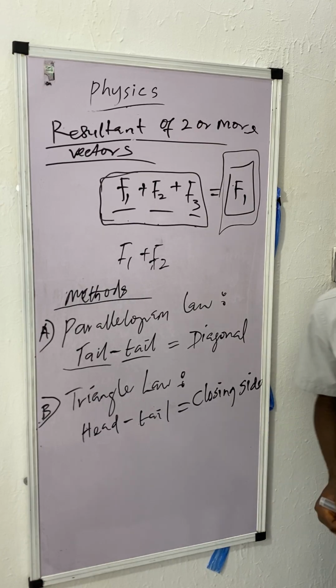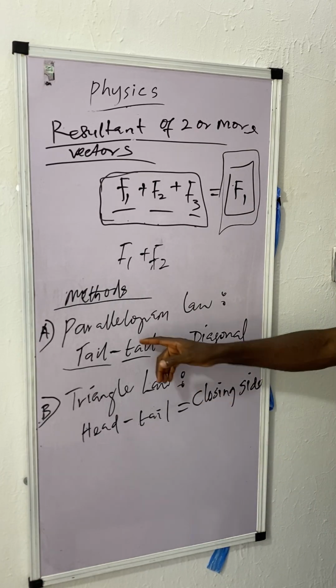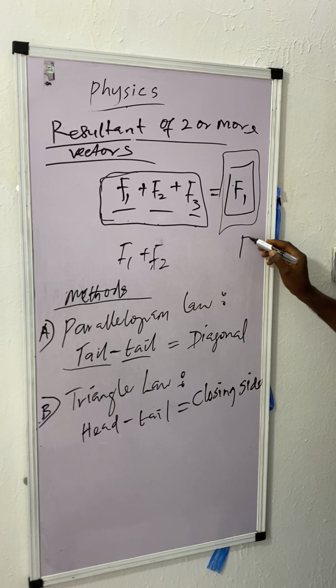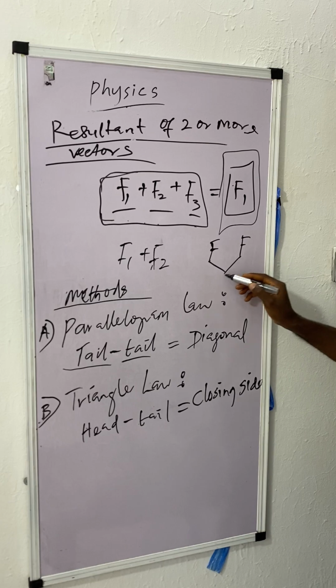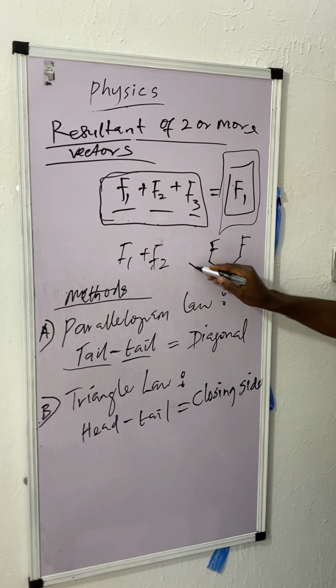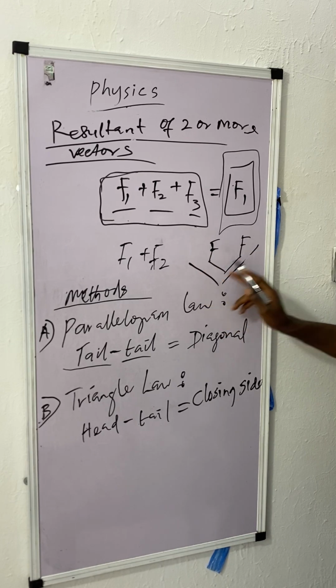So let me illustrate this for you, the second one now, because this one is straightforward. Let's say this is vector F1, this is the tail, this is the head; this is vector 2, this is the tail, this is the head. You bring them tail to tail like this. What is the diagonal? This diagonal like this is the resultant vector. The diagonal is the resultant.